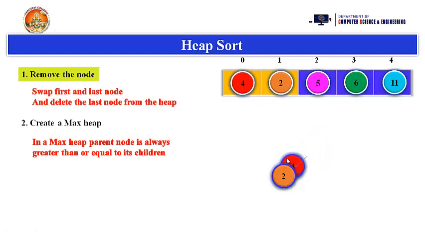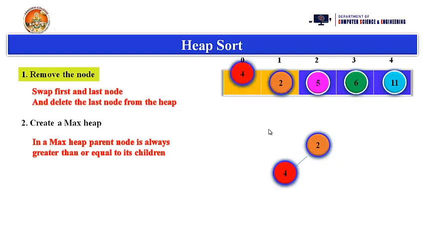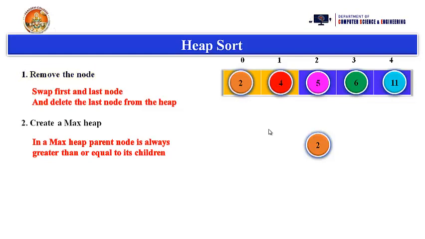Now 2 becomes the parent node or root node, and 4 is the child node. We need to swap that in the array also. Then you can delete the fourth node element from the tree. Then we need to follow the second step, create a max heap tree. The tree consists of only one element, so it is in the correct format.